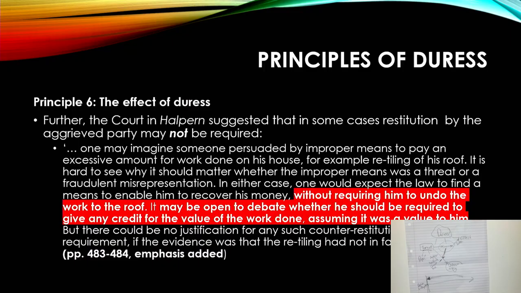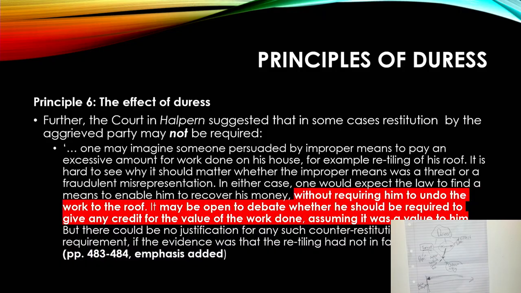Okay, that's duress. In either case, one would expect the law to find a means to enable him to recover his money, that is, what he spent on the job, without requiring him to undo the work to the roof. It may be open to debate whether he should be required to give any credit for the value of the work done, assuming it was of value to him, but there could be no justification for any such counter-restitutionary requirement if the evidence was that the retiling had not in fact been needed. Okay? So what is this telling us?